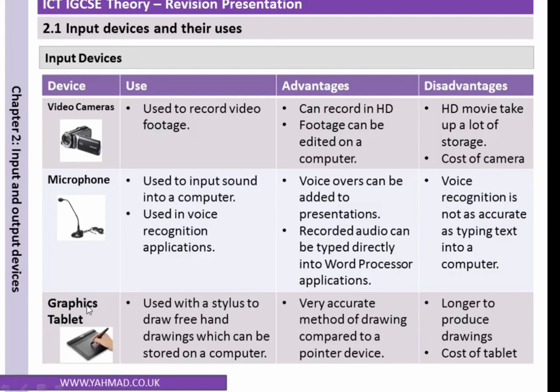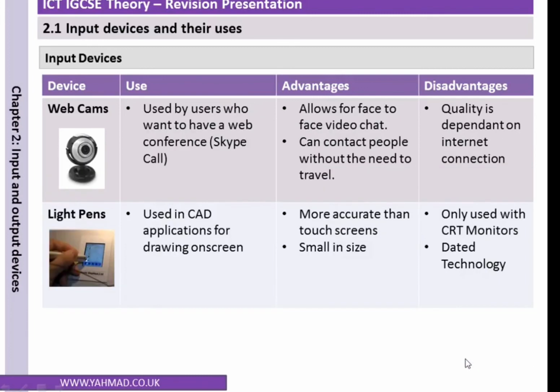Also, we have a graphics tablet, used with a stylus to draw freehand drawings which can be stored on a computer. So it's a very accurate method of drawing compared to a pointer device. It may take longer to produce drawings and the cost of a tablet may be quite expensive.